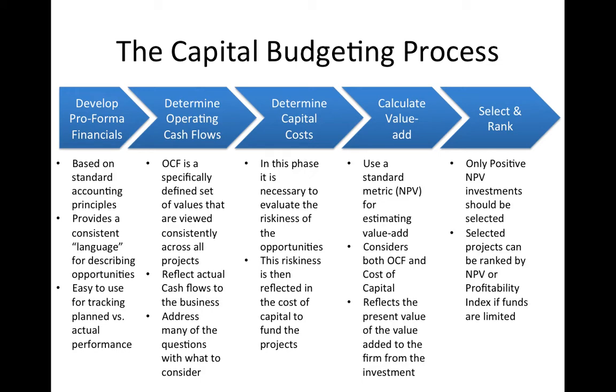And then once we have that, we calculate value added to the company. So in essence, the capital budgeting uses a metric called net present value, or NPV, to estimate value added. In essence, it's just the present value of all the cash flows from the project, including the monies that are invested in and the monies that are raised later on. And so you can think of that as if somebody were to buy that project from you today, what would it be worth?